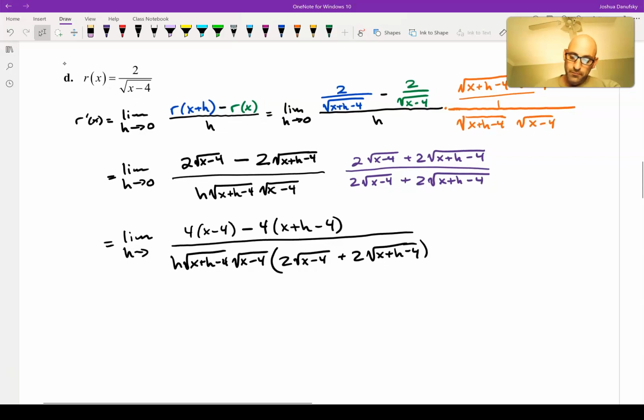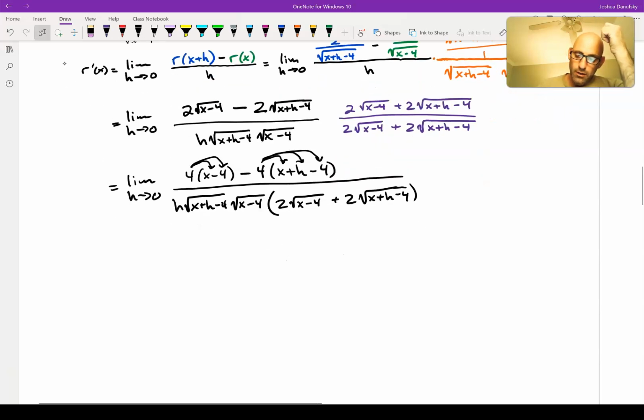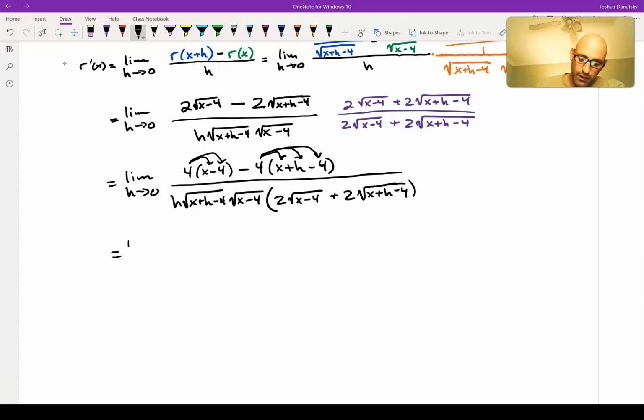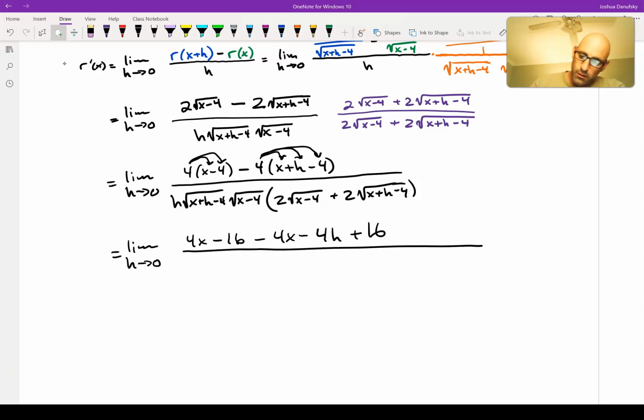But there's good news, because we're going to distribute, get 4x, and here we're going to get minus 4x. We're going to distribute to get a negative 16, and here, when we distribute, we're going to get a positive 16. Whoops, I lost my 0 there. So let's take a look at what that turns out to be. We have 4x minus 16 minus 4x minus 4h plus 16 all over this business down here.